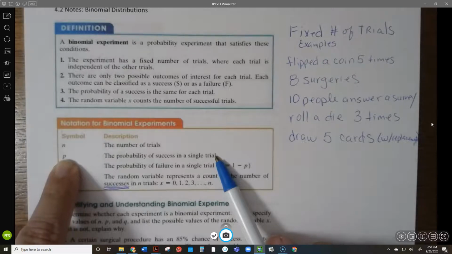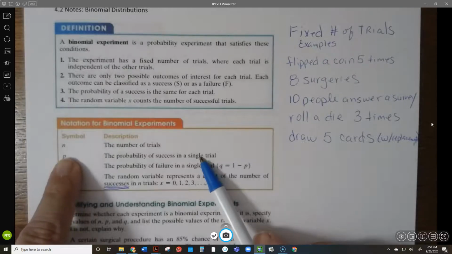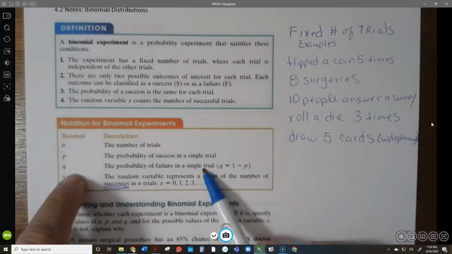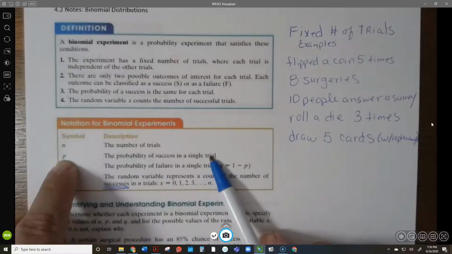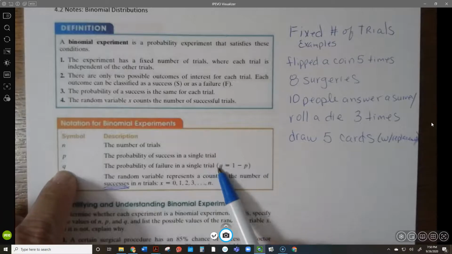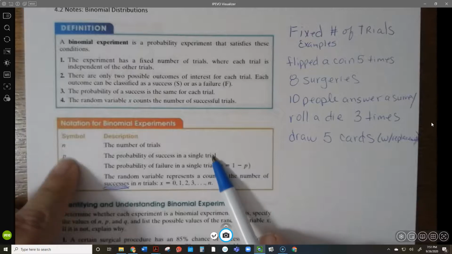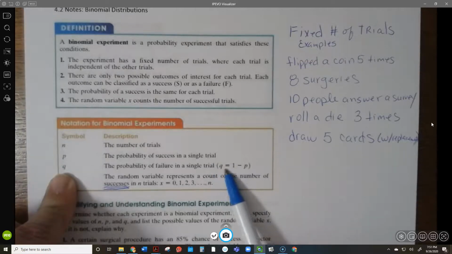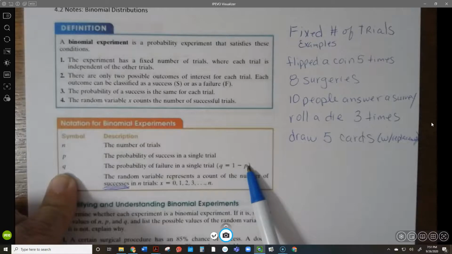Now remember, we only have 2 outcomes. We have success, and then we have failure, which is not success. So these 2 are complements of each other. So if the probability of success, let's say, is 0.3, then that means the probability of failure or not success is going to be 0.7, because there's only 2 outcomes. So the probabilities have to add to 1. They're complements of each other. And to find the complement, you always do 1 minus the event.